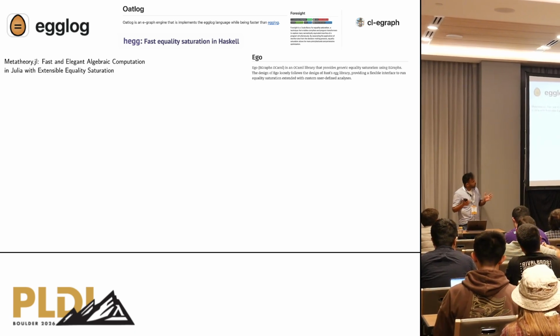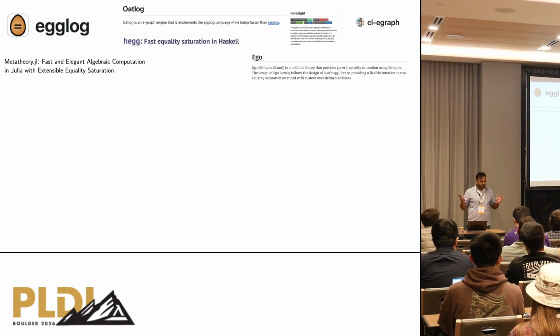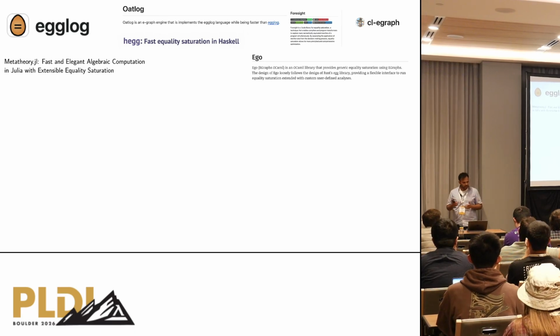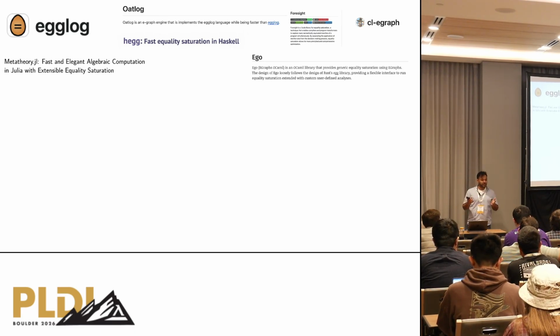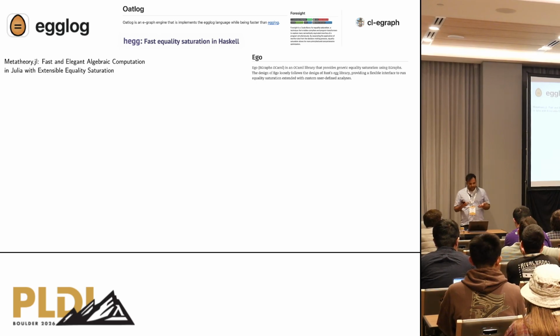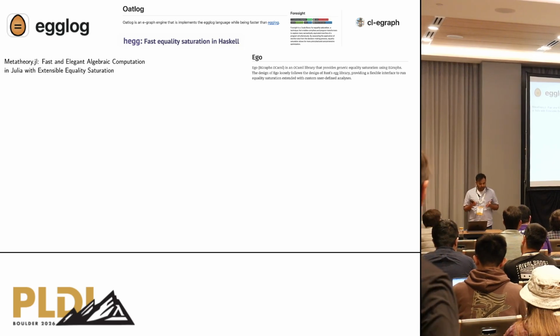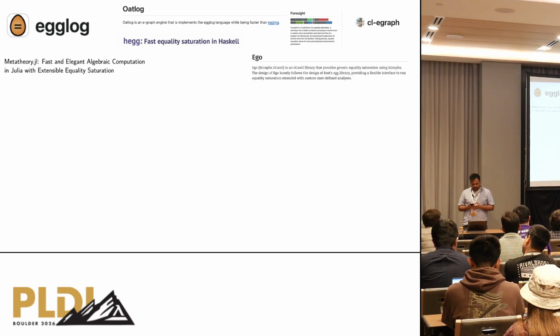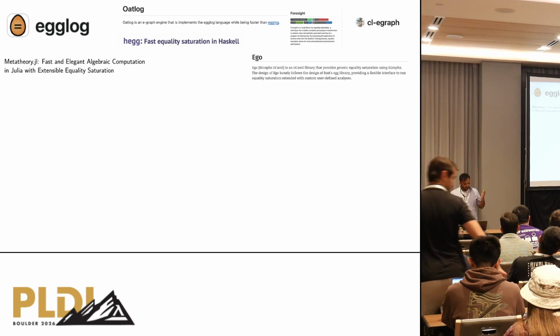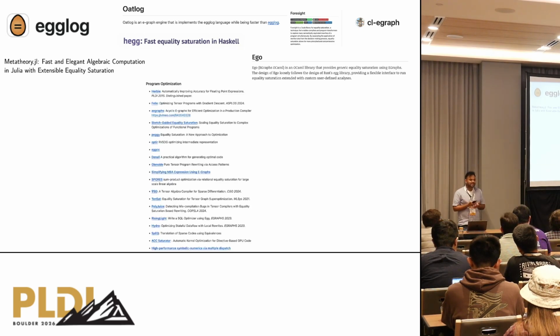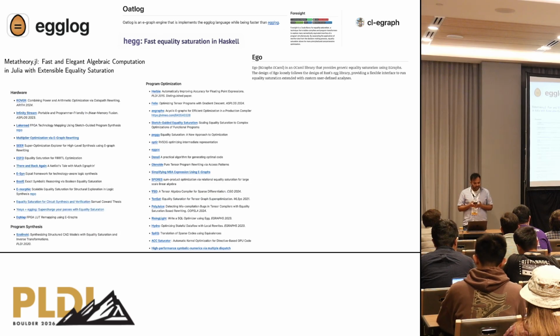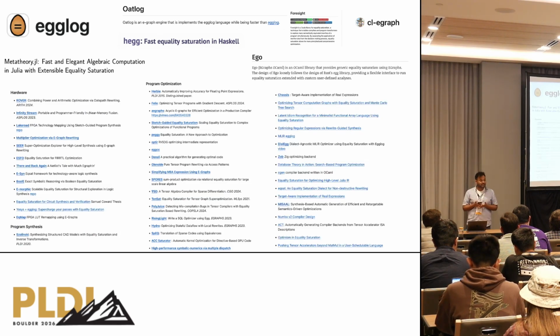Okay, so EqSat, of course, is extremely popular: egg and egglog, and now many other implementations for different languages like Python, OCaml, Common Lisp, Haskell, what have you. And the number of projects that are about EqSat or use EqSat are simply too large to fit on a single slide anymore.